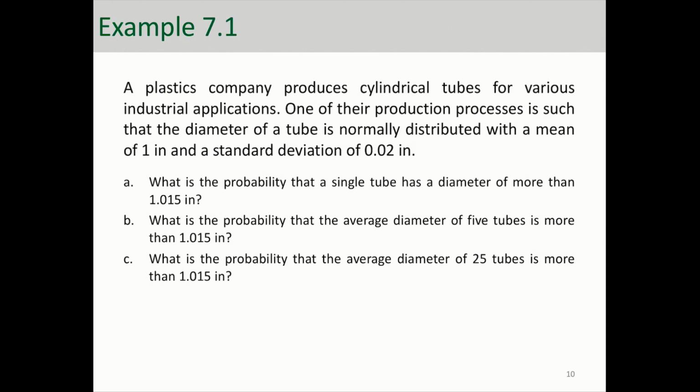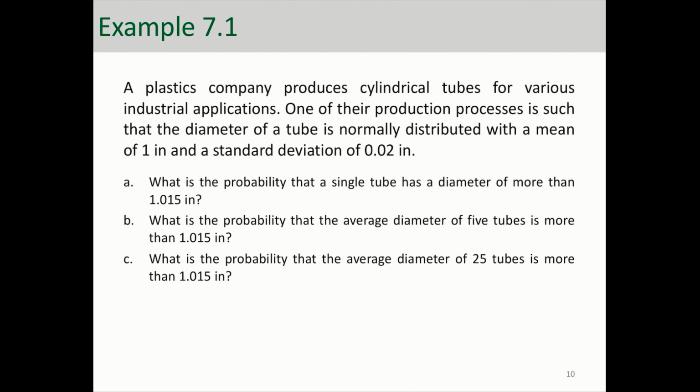Hello everyone. In this video, we're going to take a look at one example to practice the sampling distribution of the mean and its impact on calculating probabilities. So this example says a plastic company produces cylindrical tubes for various industrial applications. One of their production processes is such that the diameter of a tube is normally distributed with a mean of 1 inch and a standard deviation of 0.02 inch.